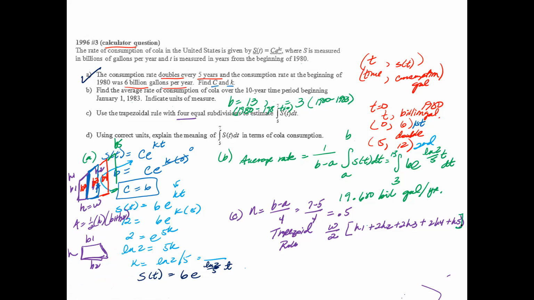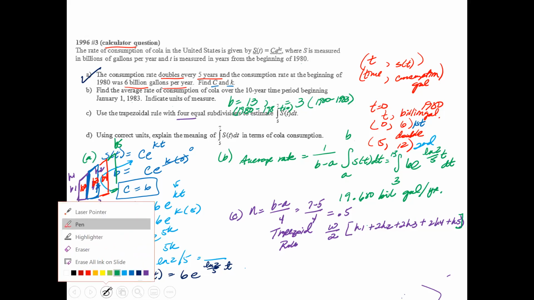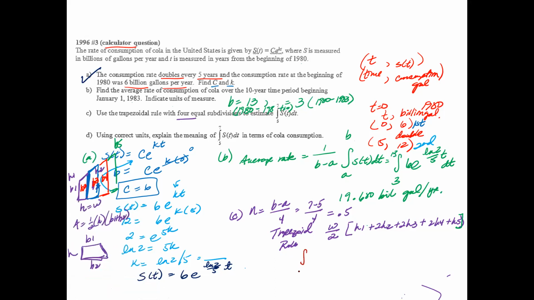All right, so then if you rewrite this with your integral from 5 to 7 of S of t dt, your width is going to be your 0.5 over 2.